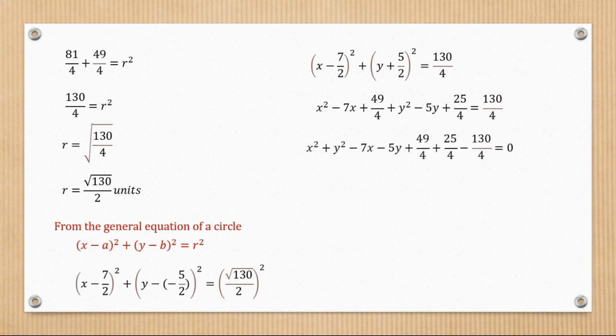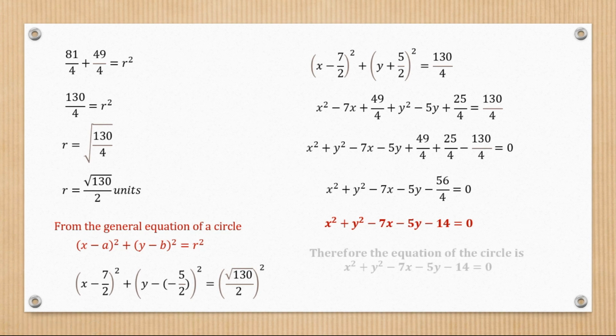Alright, so next I'm going to collect like terms together. So this is what I'll have. Now this added together minus 130 over 4 will give me 56 over 4, which is the same as 14. So I have x squared plus y squared minus 7x minus 5y minus 14 is equal to 0, and that is the equation of the circle. So that is the equation that we've found, and that's the answer that they wanted.